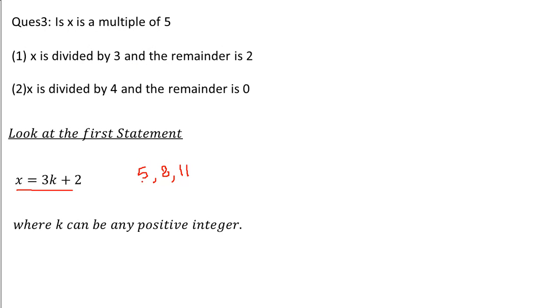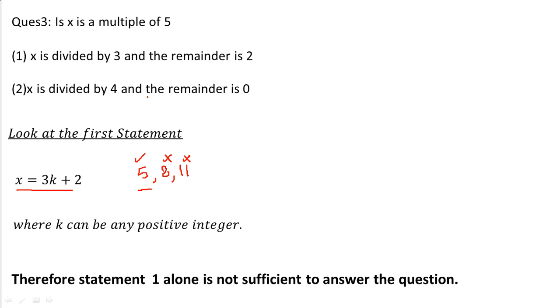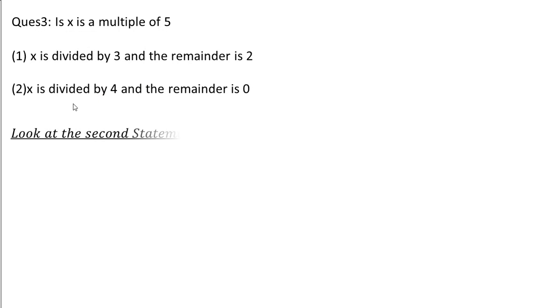Now clearly I have here some values which are divisible by 5, that is 5 is divisible by 5, but 8, 11 are not divisible by 5. Therefore, statement 1 alone is not sufficient to answer the question. So let us move ahead and see statement 2.